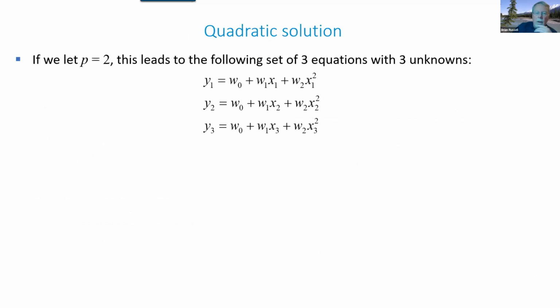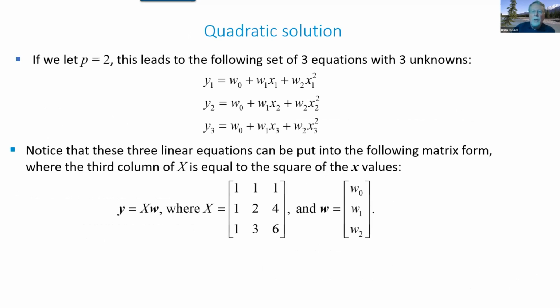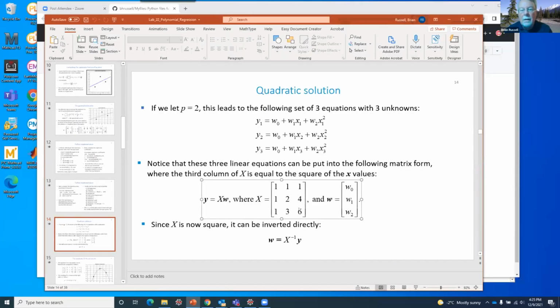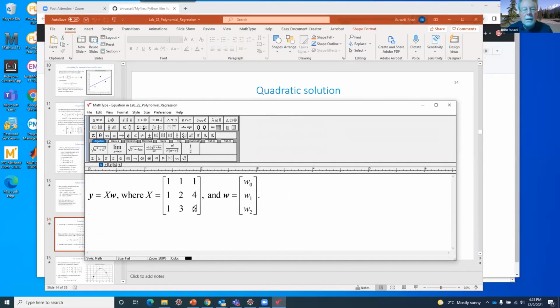Okay, so now let's move to p equals 2. Then we've got 3 equations with 3 unknowns. So now you actually have a square matrix. So you've got 1, 1, 1, 1, 2, 3, and then 1, 4, 6, which is the, oh, that's a typo, isn't it? That should be 9. I don't know why I put 6. All right, let's fix that.